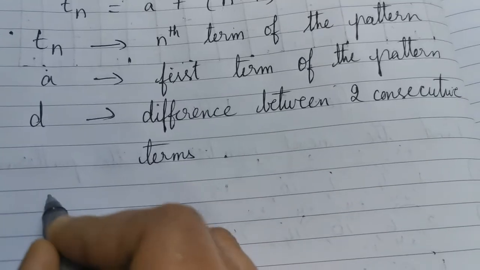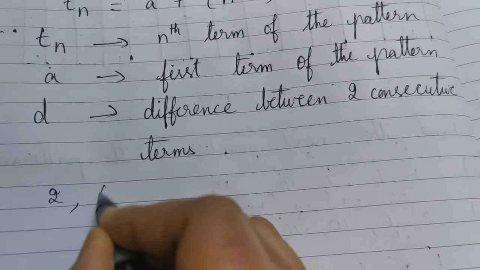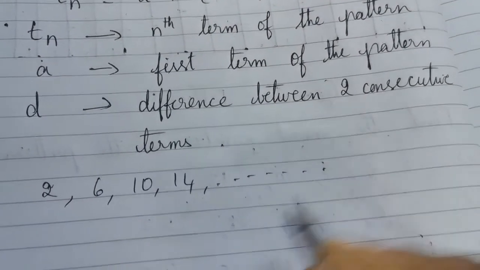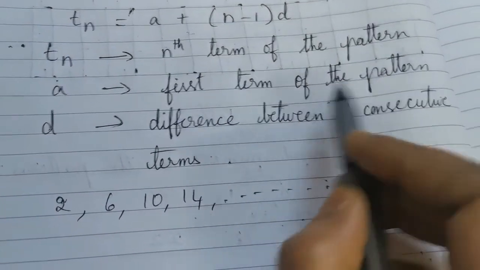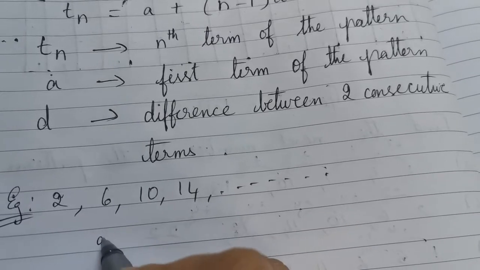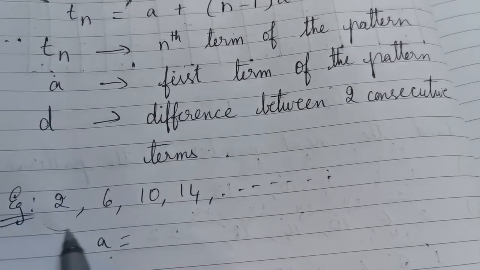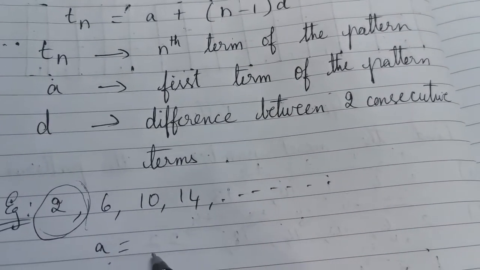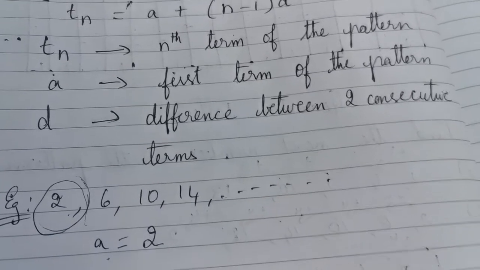For example, if I have a pattern 2, 6, 10, 14, this is the pattern. A is the first term of the pattern. So in this example, which is the first term of the pattern? This is the first term. So the value of a for this pattern will be 2.